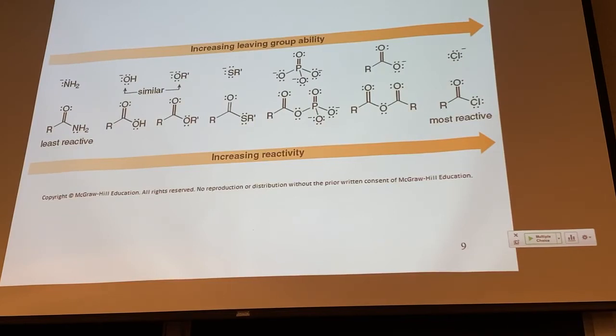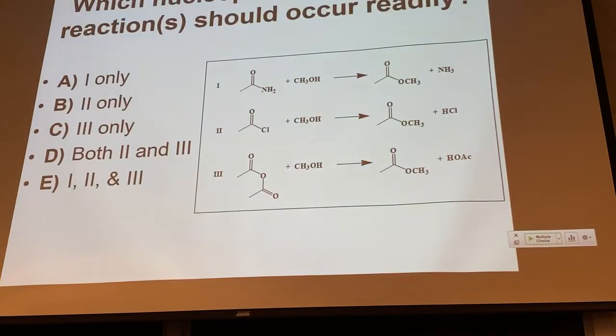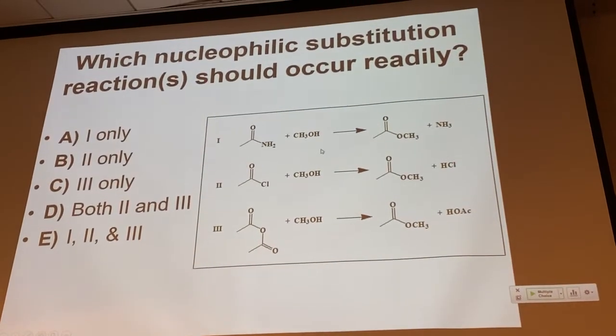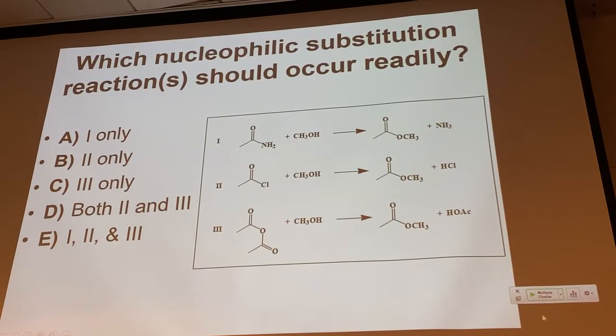So with that knowledge, we should be able to look at individual reactions and decide whether or not they will proceed. So please get your clickers out. Go ahead and talk to your neighbors and decide which of the 3 reactions shown there will readily occur.